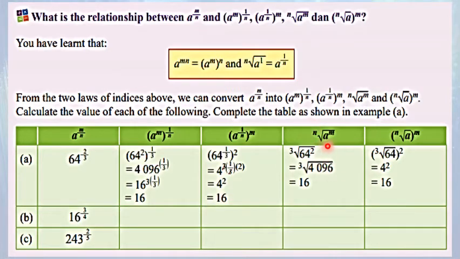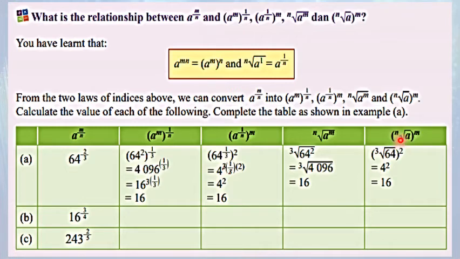The third method is you power it first. You press a power m first, then only you take the root of n. So from here you convert 64 power 2, then only you do the cube root. 64 power 2, the answer is 4096, and then you find the cube root, the answer is 16, still the same.